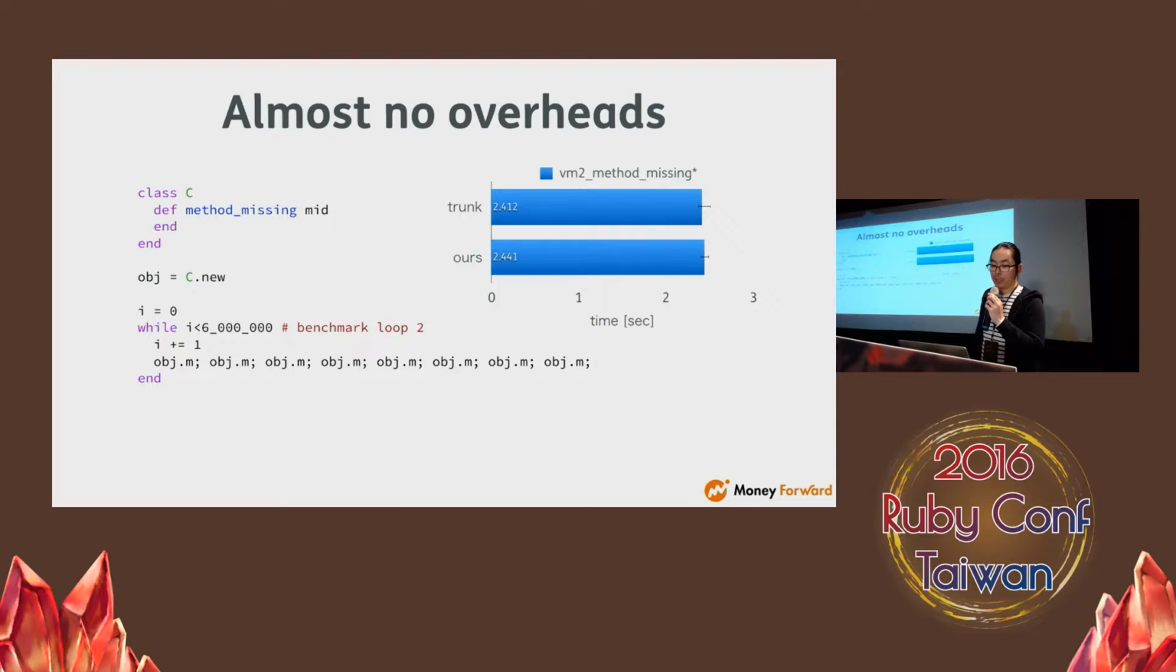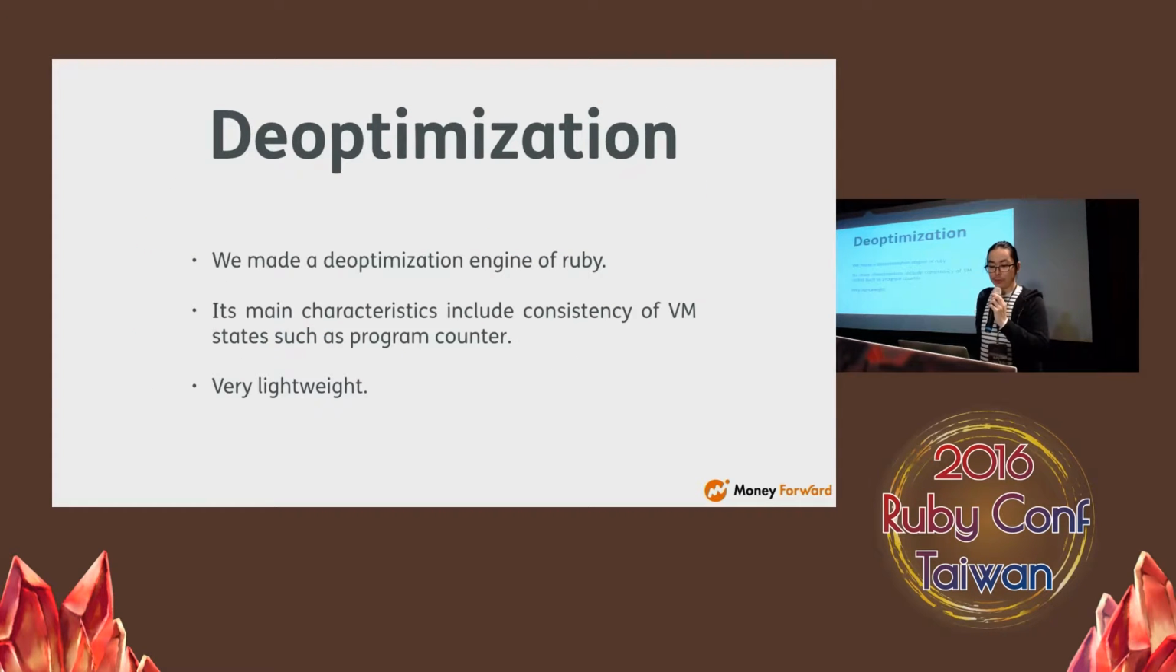The graph shows a preliminary experiment with all the overheads explained so far. It invokes methods many times, which should run the modified path. The graph shows it only slightly adds overhead, but as you can see, the overhead is within the margin of error, so it is very slight. Okay, let's summarize what was shown here. We introduced the optimization engine onto Ruby. Its main characteristics include consistency of VM states, like the program counter. As a result, the engine works very lightweight.